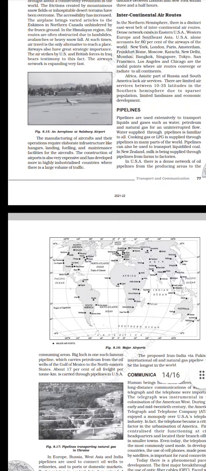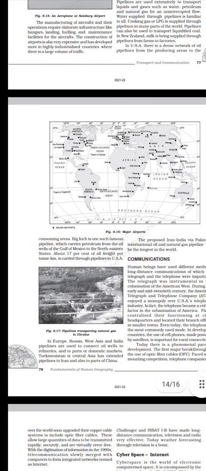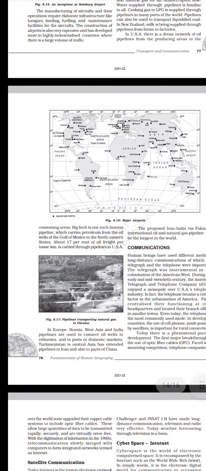Big Inch is one such famous pipeline which carries petroleum from the oil wells of the Gulf of Mexico to the northeastern states. About 17% of all freight per ton kilometer is carried through pipelines in USA. Take a look at figure 8.16, major airports. Take a look at figure 8.17, pipelines transporting natural gas in Ukraine.